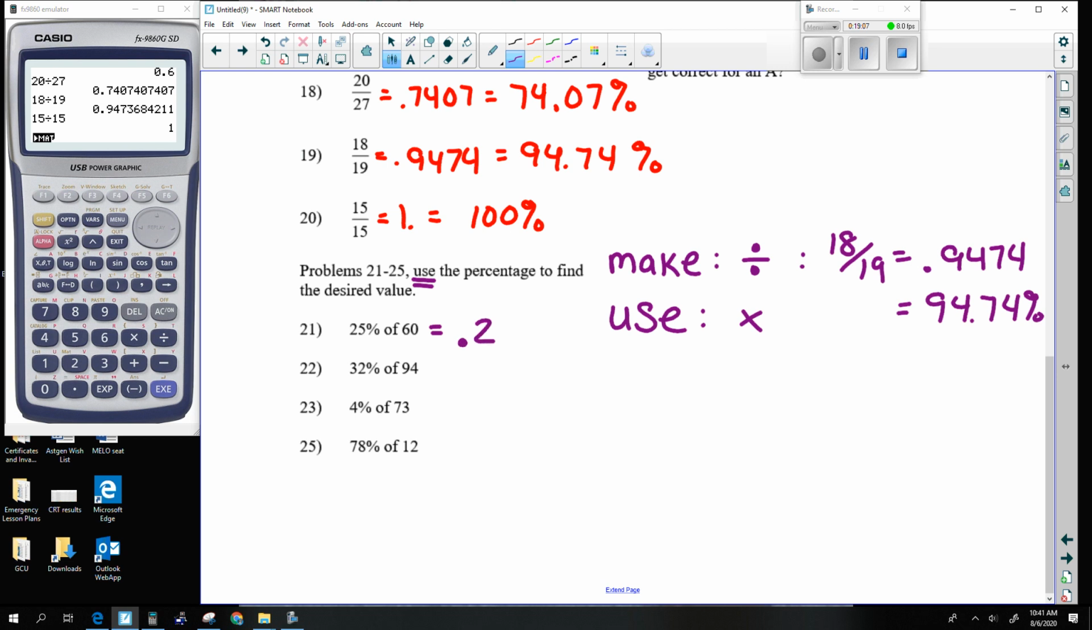So that's 0.25. Again, use the decimal. Okay, so the percentage is 25%. Now, what am I applying that to? 60. How do I use it? I multiply. So that is 25% of 60. I'm using the percentage, thus I multiply.